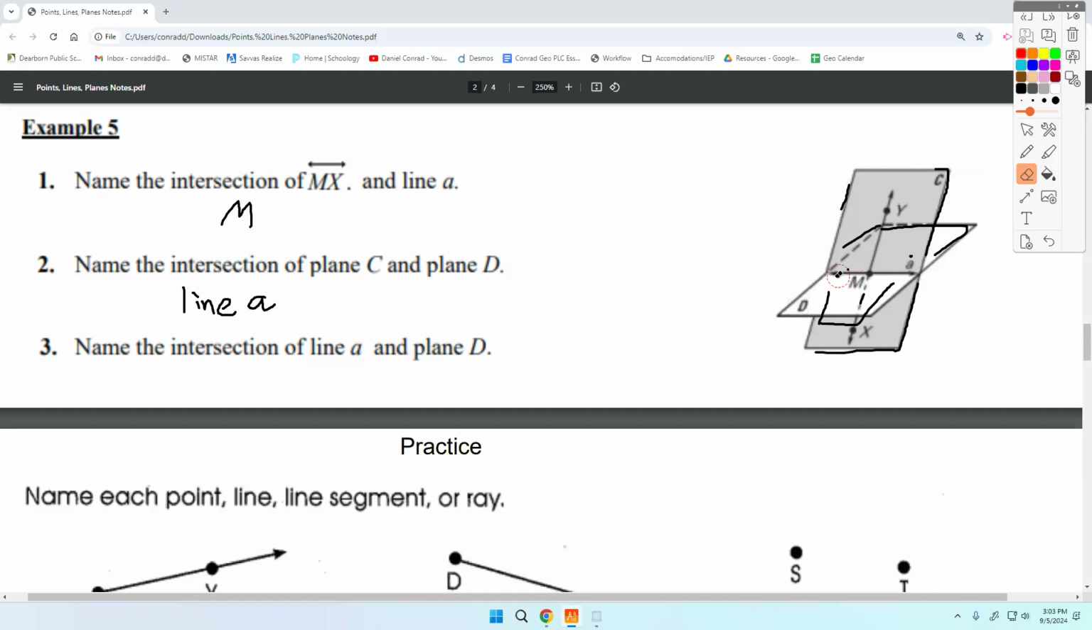Okay, and then the last one. Intersection of line A, which is right here, and plane D. So line A is in plane D, right? It's entirely inside of plane D. So the intersection is the entire line itself, line A. The whole thing is in plane D, so all of line A intersects the plane.